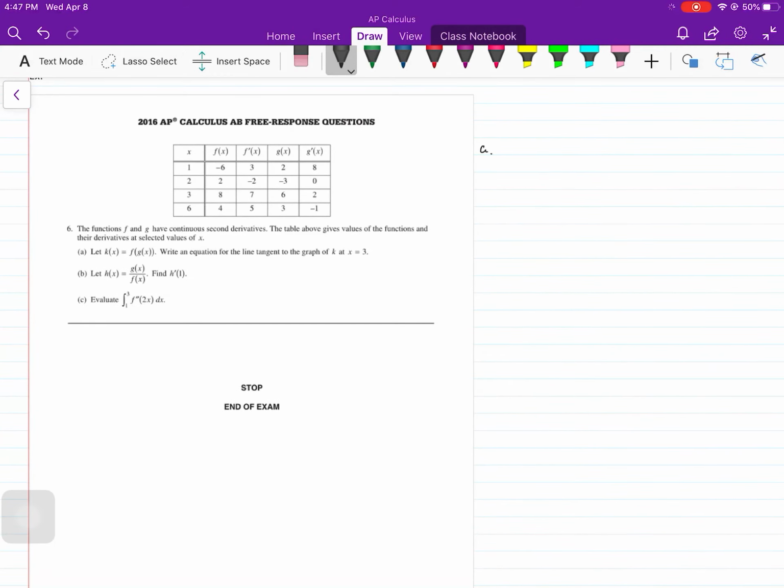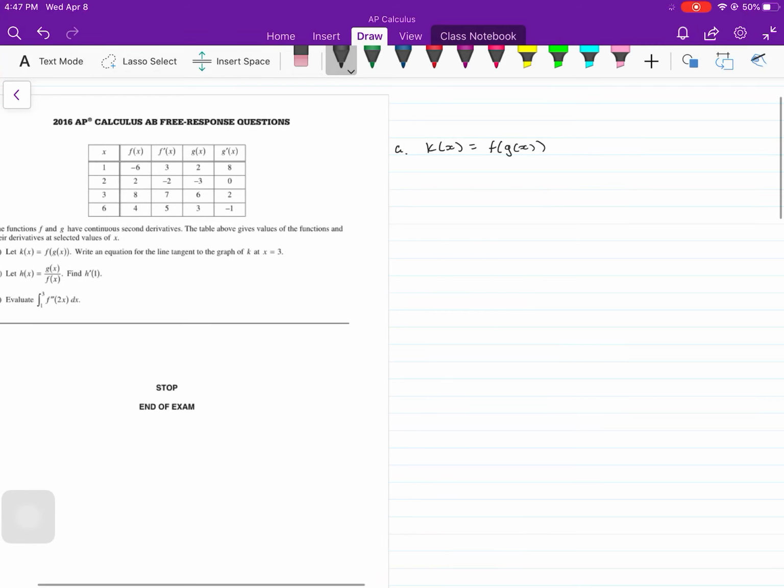So A is saying that k of x is f of g of x, which is really cool. So we're going to go ahead and write the equation of the tangent line. So tangent line, if you remember, tangent line is y minus y1 equals m times x minus x1. So let's start with the slope. Let's go ahead and figure out what the slope is.